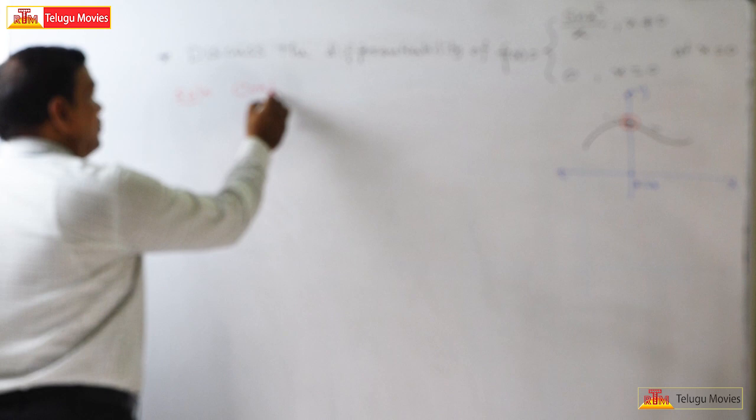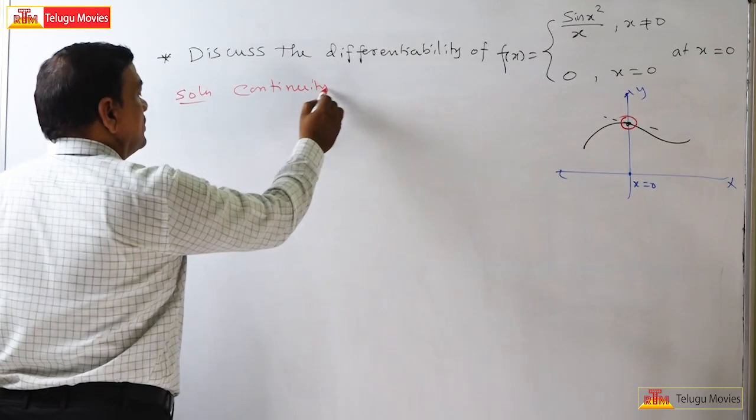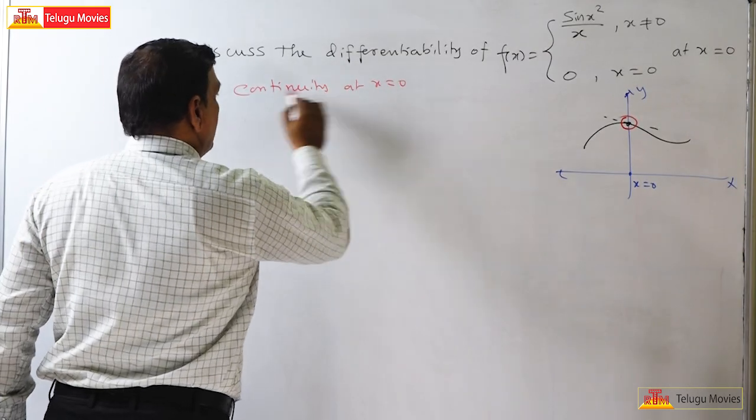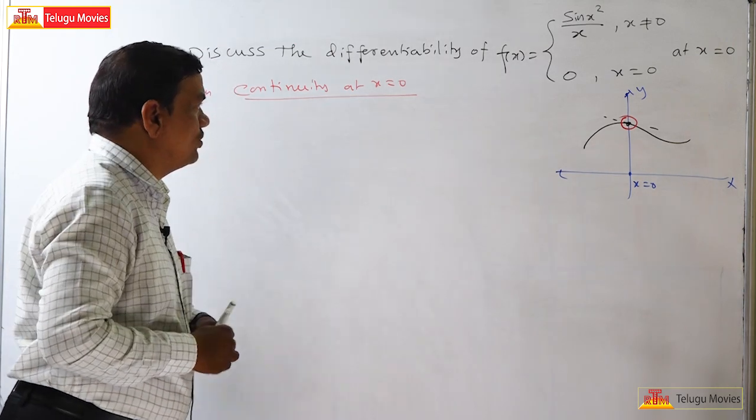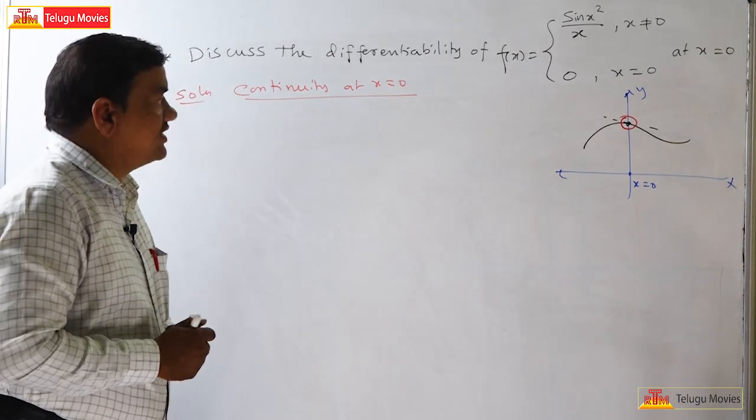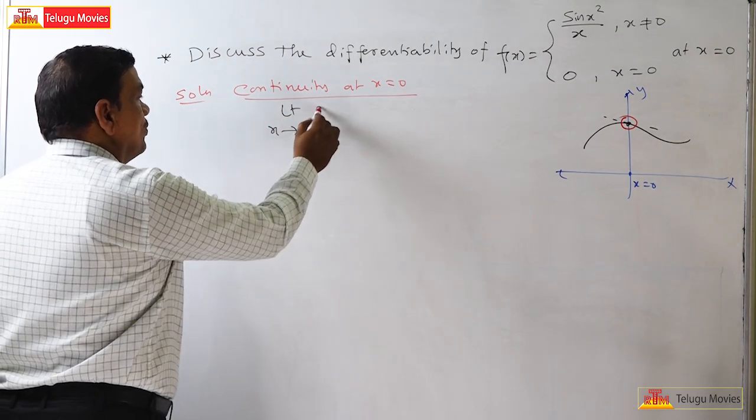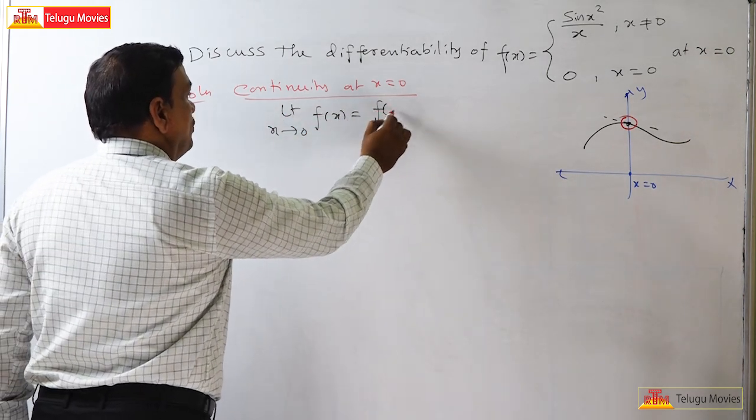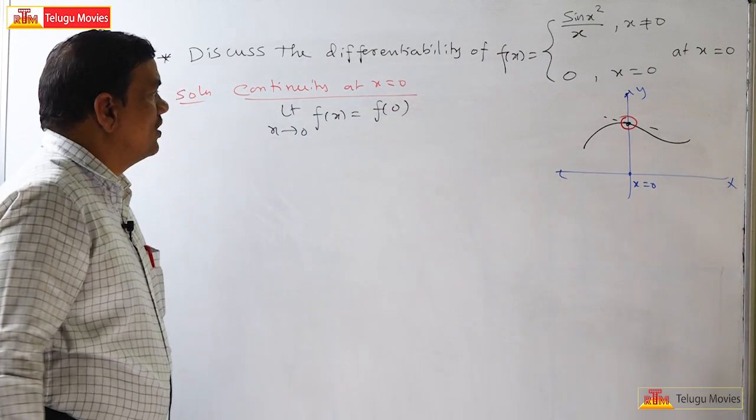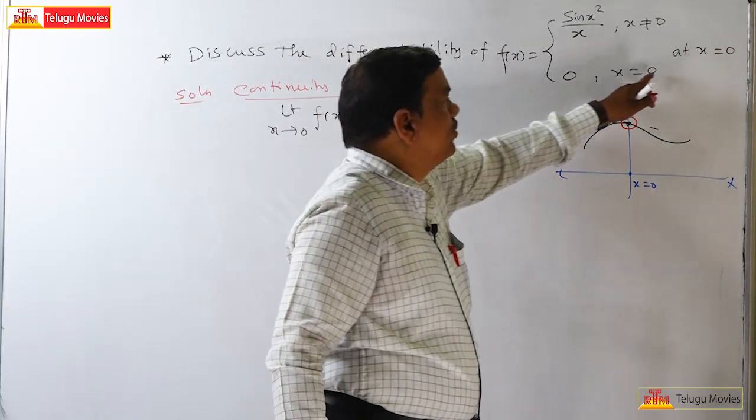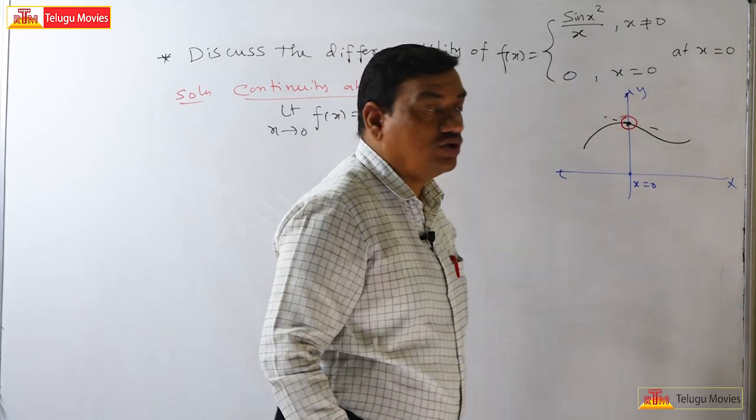First thing we have to do is check continuity at x equal to 0. To check the continuity, we need limit x tends to 0 of f of x to be equal to f of 0. Already f of 0 value is equal to 0.